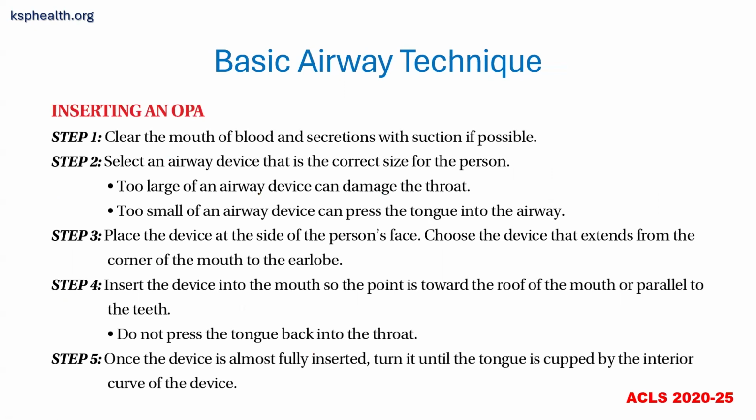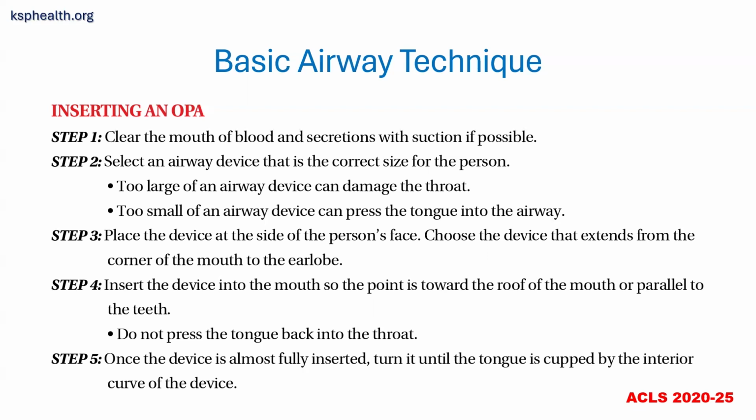What are the basic airway techniques? How to insert oropharyngeal airway? Number one, clear the mouth by suctioning blood and other secretions. Number two, select an appropriate size airway. Too large can damage the throat. Too small can press the tongue into the airway. Step three, place the device at the side of the person's face. Choose a device that extends from the corner of the mouth to the earlobe.